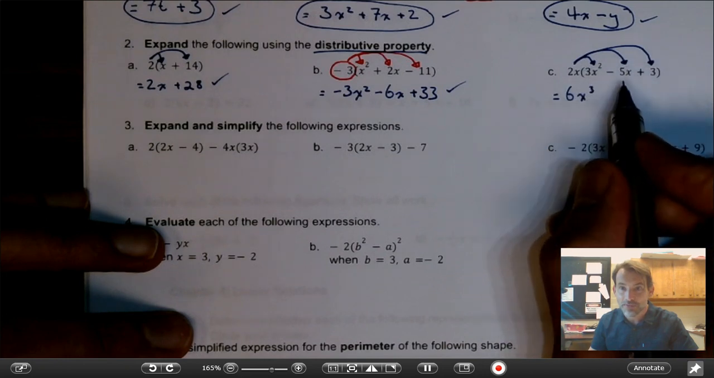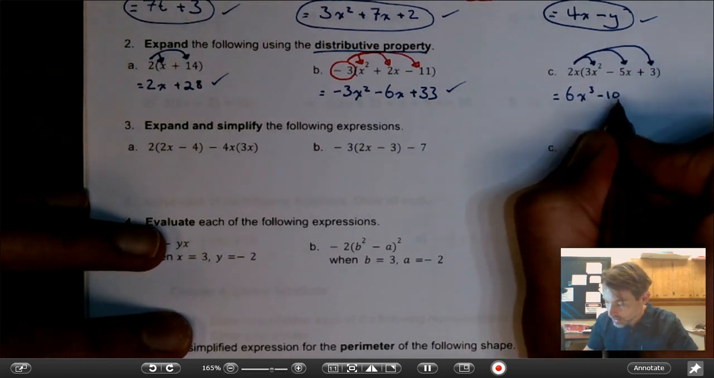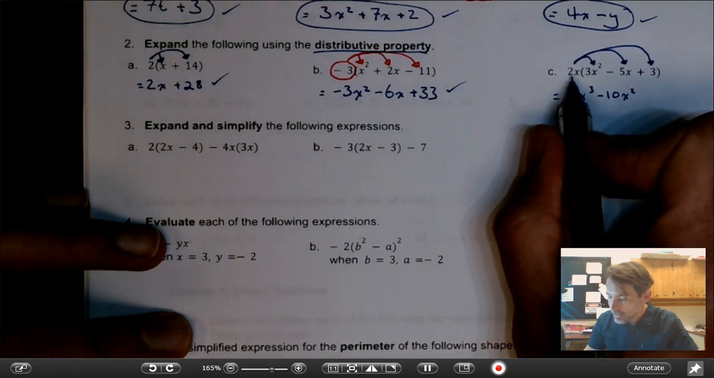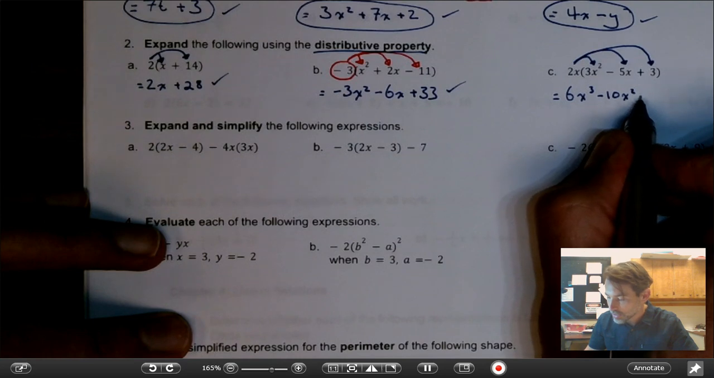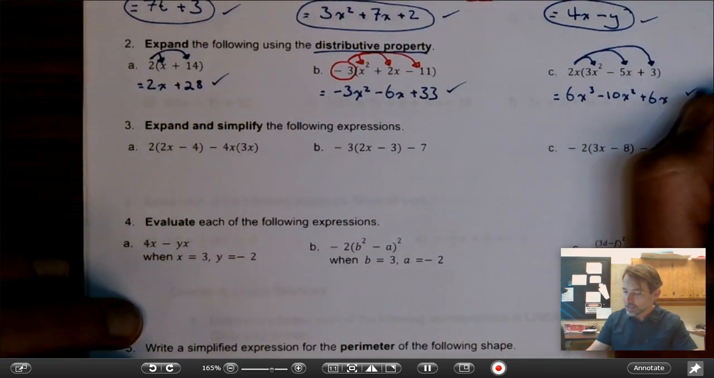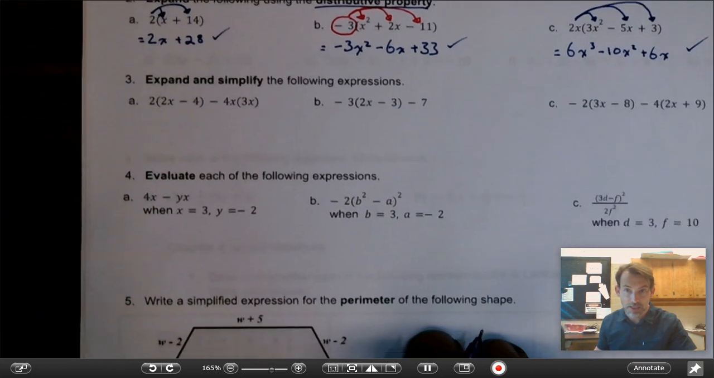All right, 2x times minus 5x is 2 times negative 5, which is negative 10. And x times x is x squared. And then 2x times plus 3, that's plus 6x. And that's done, fully simplified and expanded using the distributive property.